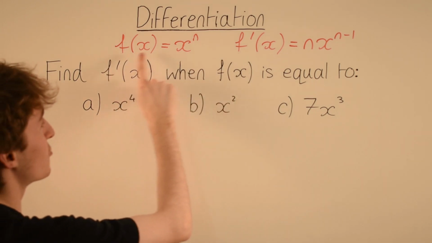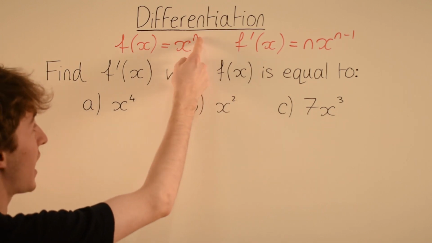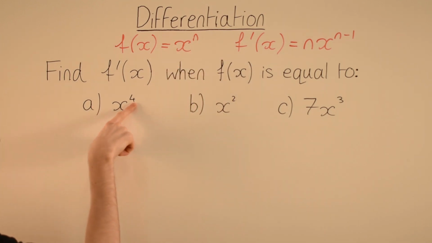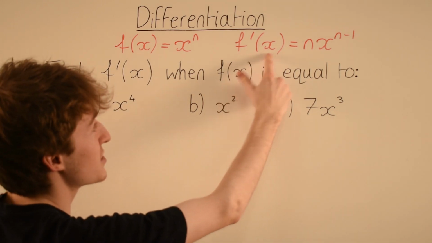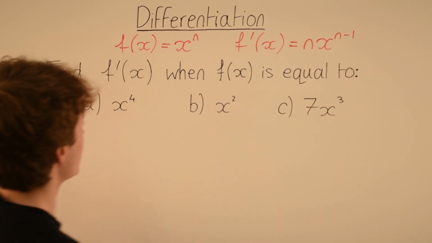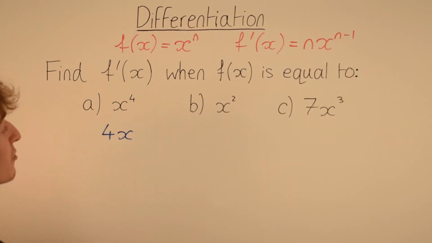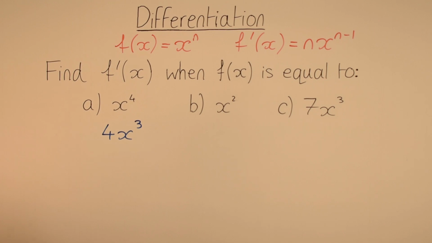If we go back to our rule, we're looking at f of x is equal to x to the power of n. So n, the power of x, in our example is 4, which means that f dash of x is not nx to the n minus 1. In this example, it's 4x to the power of 4 minus 1, which is 3. So the answer is 4x cubed.